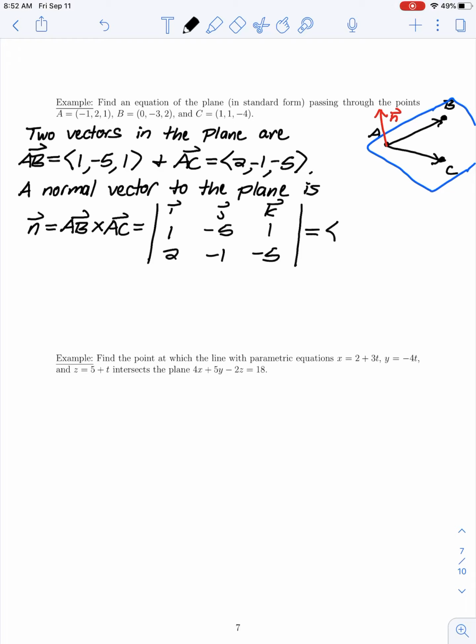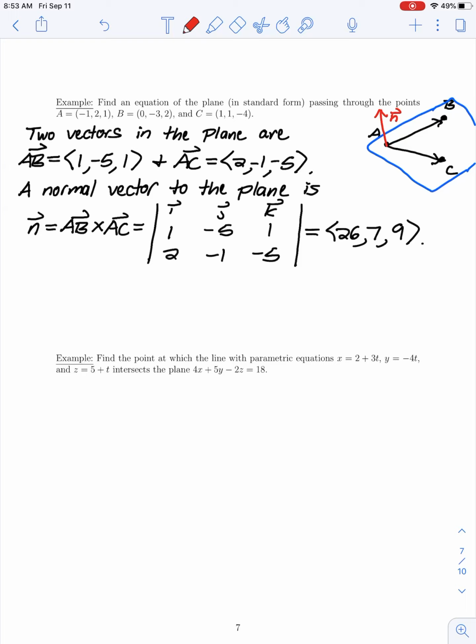So for the i component of this cross product, we would have 25 minus -1, so 26. For our j component, we would have 2 minus -5, which is 7. And for our k component, we would have -1 minus -10, which would give us a 9. So now I have a normal vector to the plane, and I have at least one point that lies in the plane. So I'm ready to find my equation.